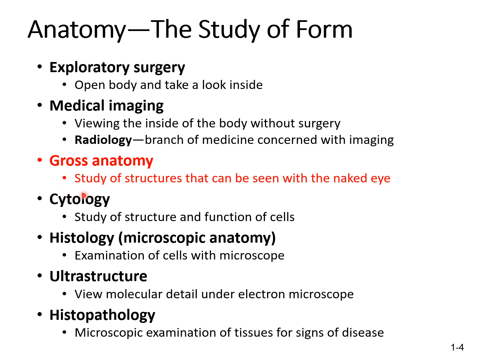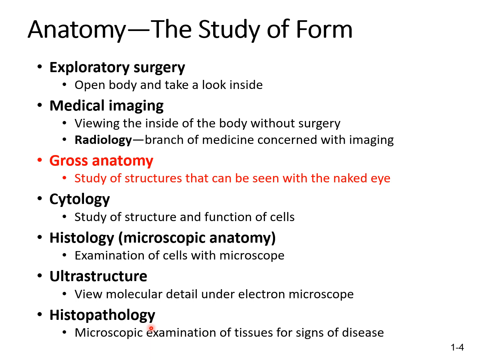Cytology is going to be the structure and function of cells. Histology is chapter 5, and that's where you're going to look at the tissues underneath the microscope. You're going to explain what they are, where they are, and what they do. Ultrastructure is the view of molecular detail under an electron microscope. Only really large universities have electron microscopes now, and even the large universities are doing away with them because they become so expensive and so difficult to maintain that they usually just send specimens to a company that does it now. And histopathology is microscopic examination of tissues for signs of disease.